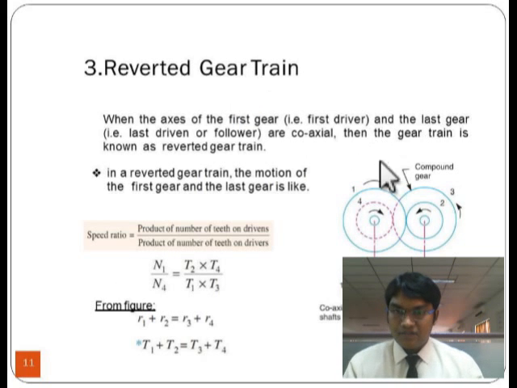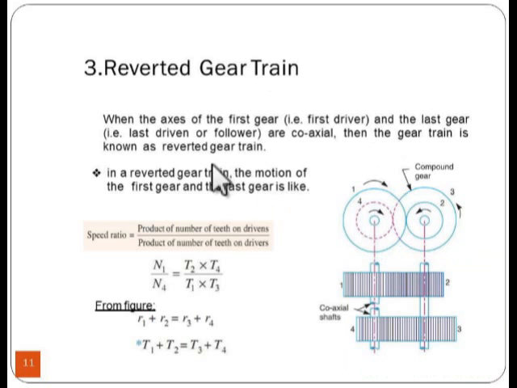Next comes a reverted gear train. As you can see, this shaft is not connected. It is just coaxial. So what happens when 4 rotates, motion is transferred to 3, and from 3 to 2. 3 and 2 are on the same shaft, so it's like a compound gear. But 2 and 1 are meshing, and 1 and 4 have no connection at all. But you should know that it is in line. It's called coaxial shafts. In this case, we call it a reverted gear train. So in this case, 1 is your input, 4 is your output.